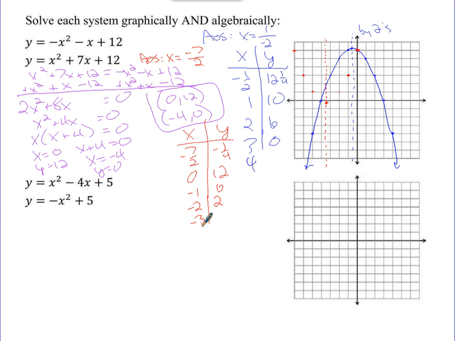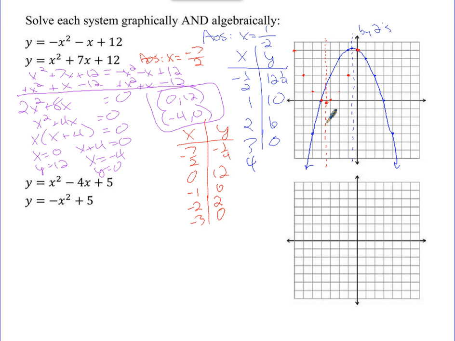And finally, negative 3. Plug in. Negative 3 squared is 9. Minus 21 is 12. Plus 12 is 0. So I get negative 3, 0, which is right there. Then I reflect that across, and I land exactly on that dot right there.